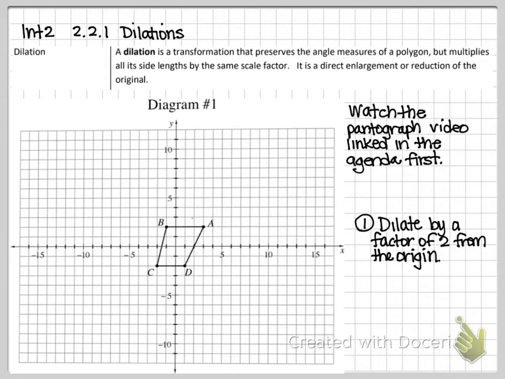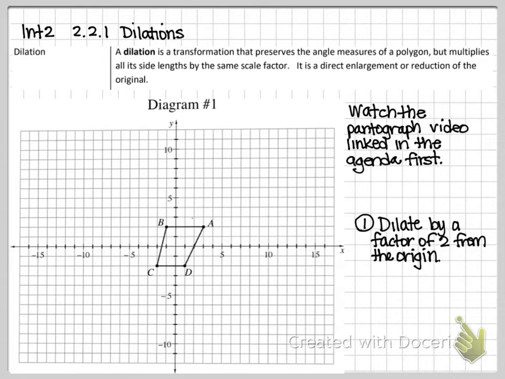So hopefully at this point you have already watched the pantograph video that you should have watched before this. We would have been building these in class. Unfortunately, we aren't, so hopefully we can go through and create some sort of decent facsimile of what we would be doing in the classroom.